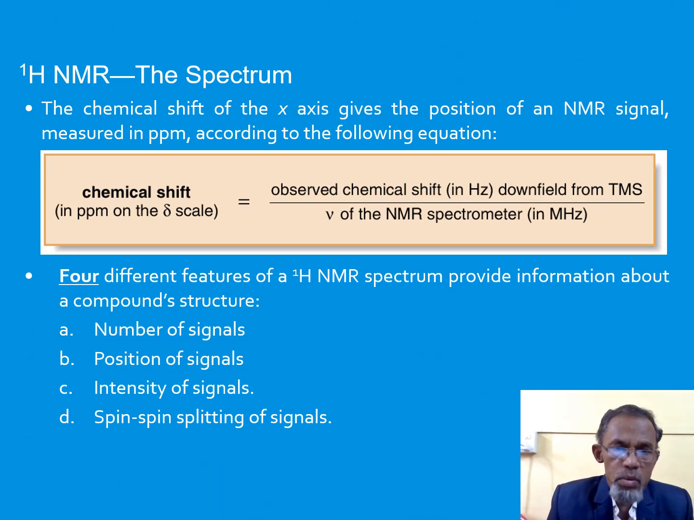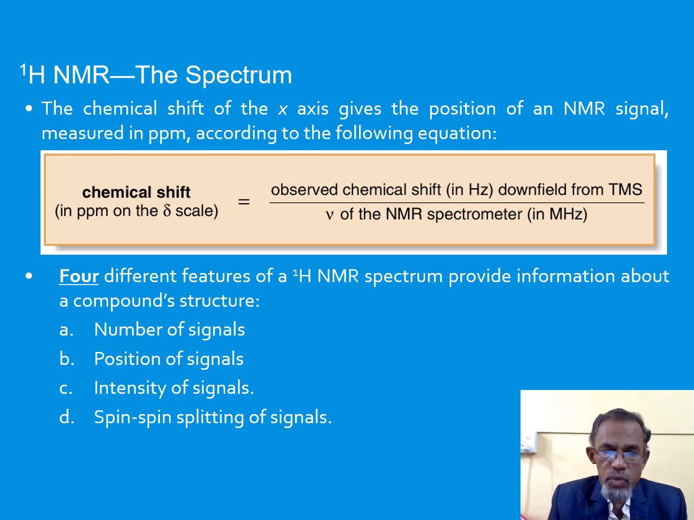Then the chemical shift on the x-axis gives the position of an NMR signal measured in ppm according to the following equation. The chemical shift can be calculated with a simple formula: observed chemical shift in hertz divided by the frequency of the NMR spectrometer.